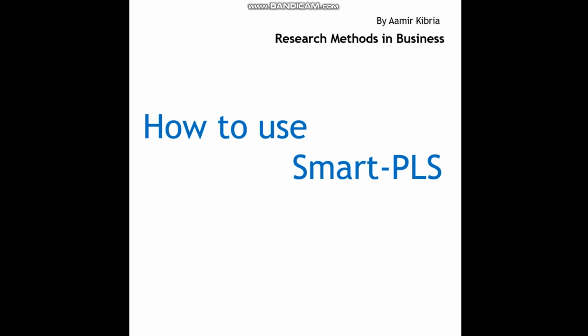Today we are going to understand how to use Smart PLS. Smart PLS is basically a statistical software which is commonly used for analysis in the field of management sciences, business and commerce, and maybe other relevant fields. Smart PLS uses partial least squares techniques, in which structural equation modeling is performed.